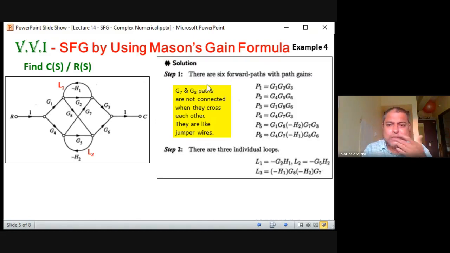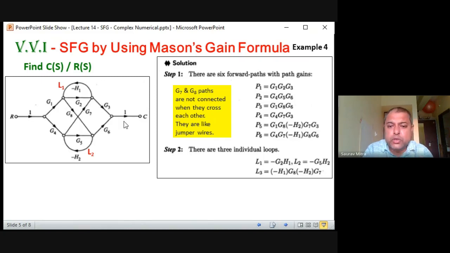Step 1. This is the way you write in the exam as well. Step 1: there are 6 forward paths. Now this is a challenge. I'm asking you to make your observation power a lot better. So what is P1? It's very easy: G1, G2, G3.